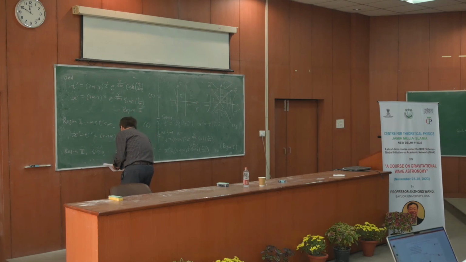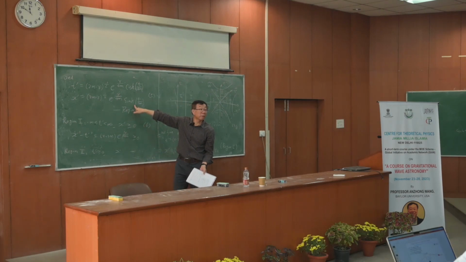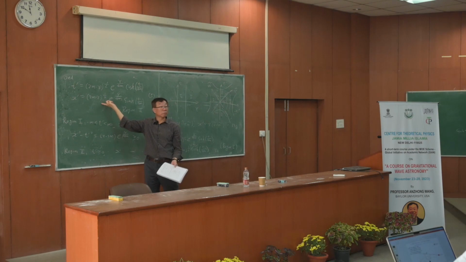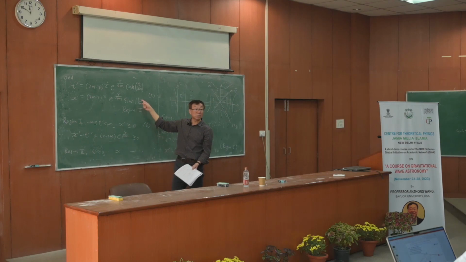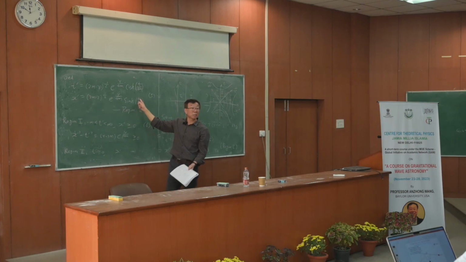But my x prime, you see x prime, I have a sine hyperbolic. This part is always positive, right? And this is non-negative, can be 0. But if my t goes to minus infinity, this will go to minus infinity. If my t goes to plus infinity, this will go to plus infinity.